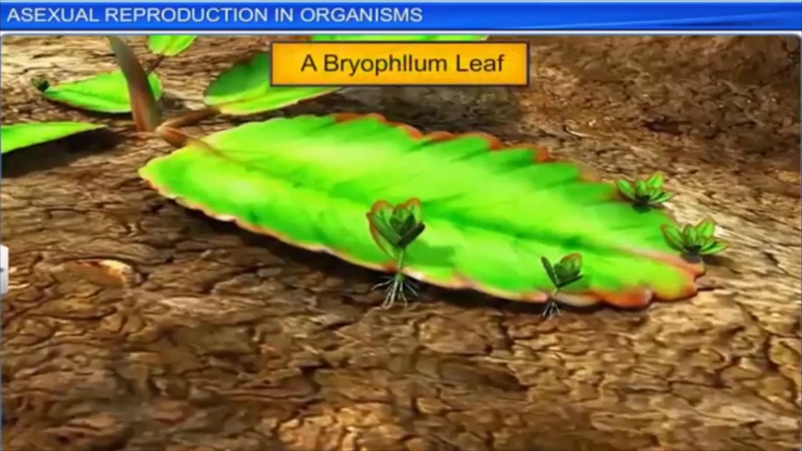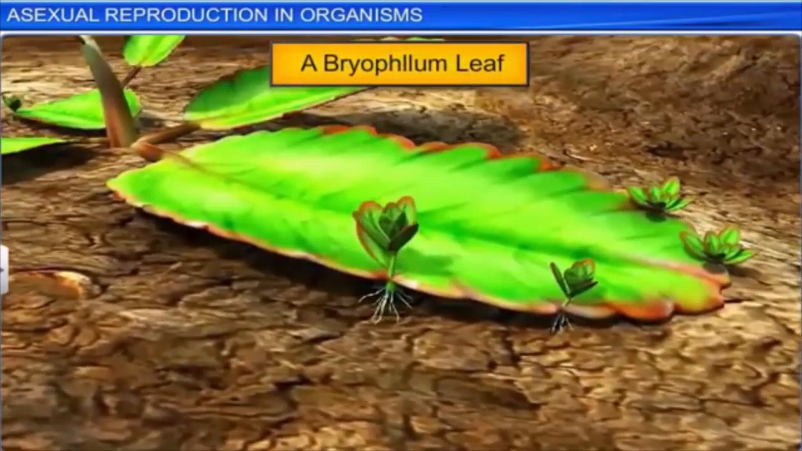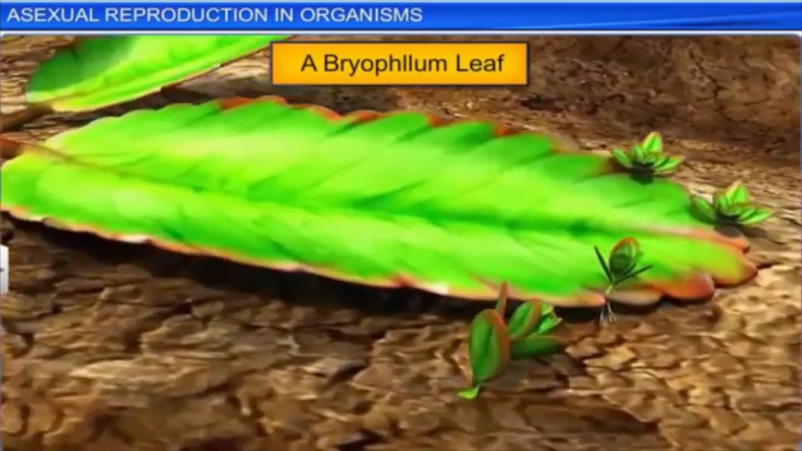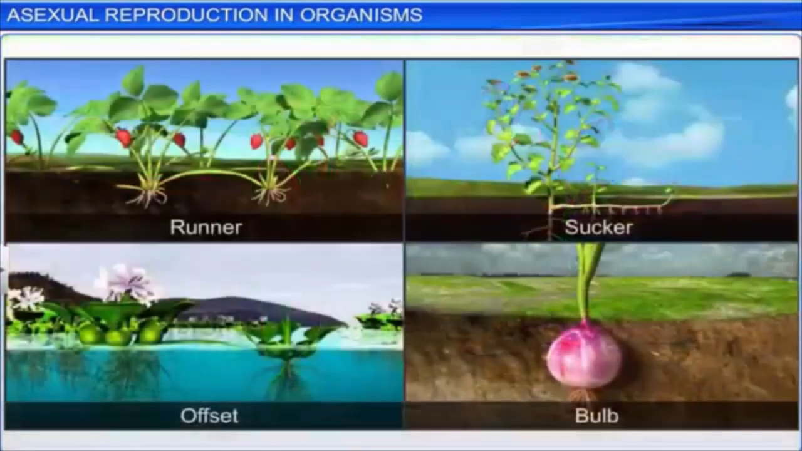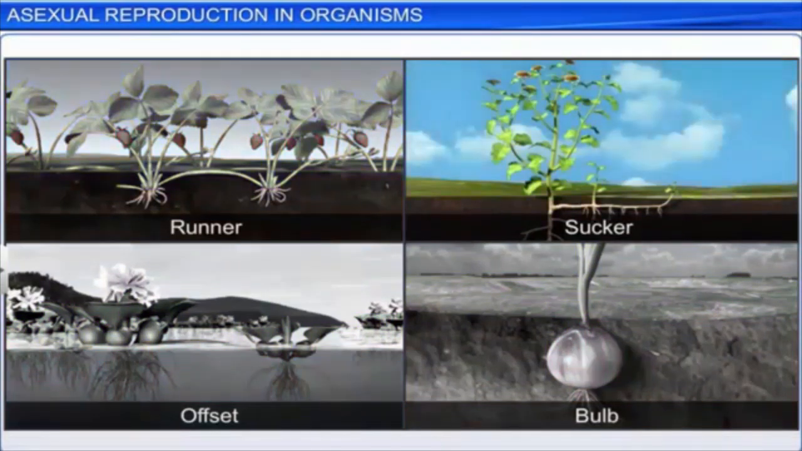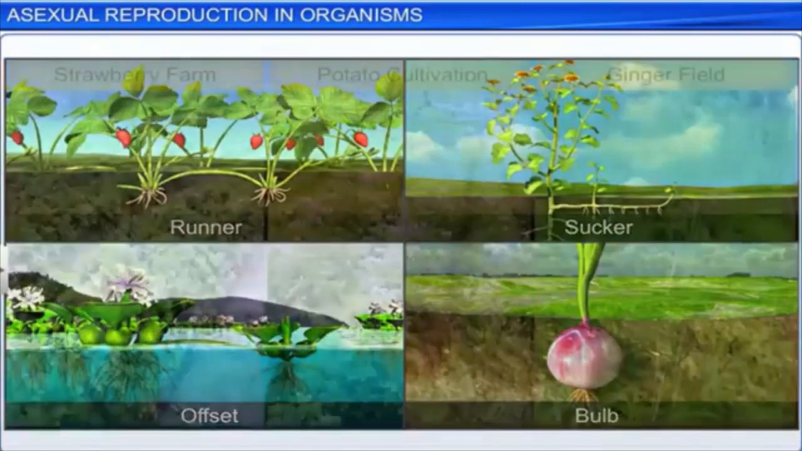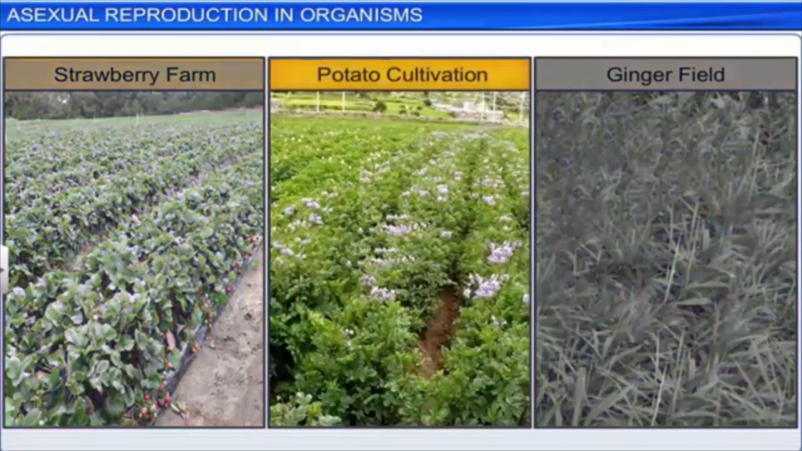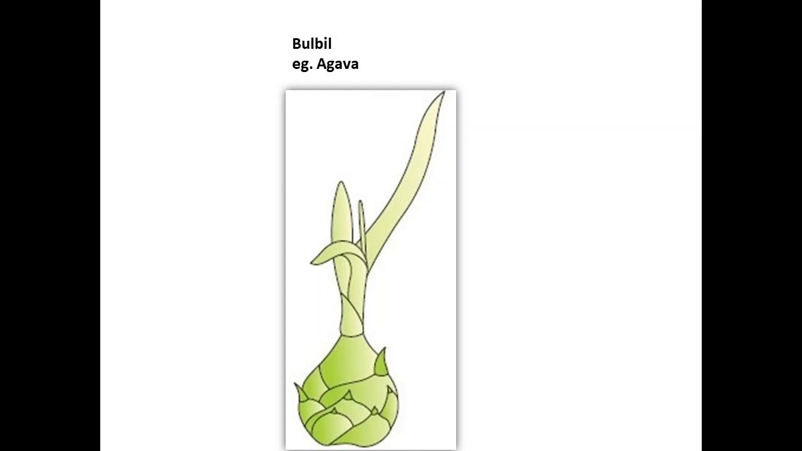Even from a leaf a new plant can arise. An example is Bryophyllum. Its leaf notches can develop a new plant that develops adventitious roots, gets separated and forms a new plant. Other types are runner, offset, bulb, sucker, etc. This method of vegetative propagation helps farmers in the commercial production of plants on a large scale, whether it is strawberry, potato, ginger, etc. In vegetative propagation, the fleshy bud is called a bulbil.